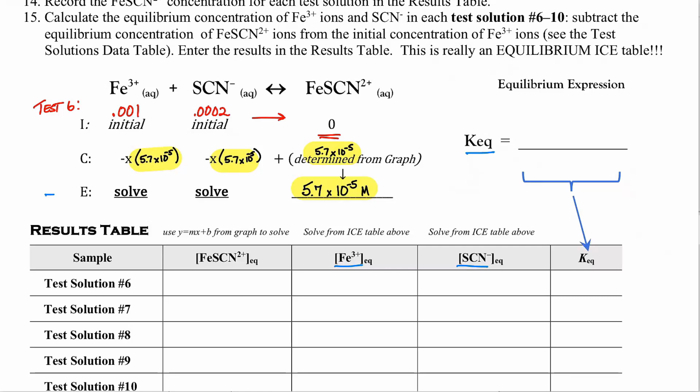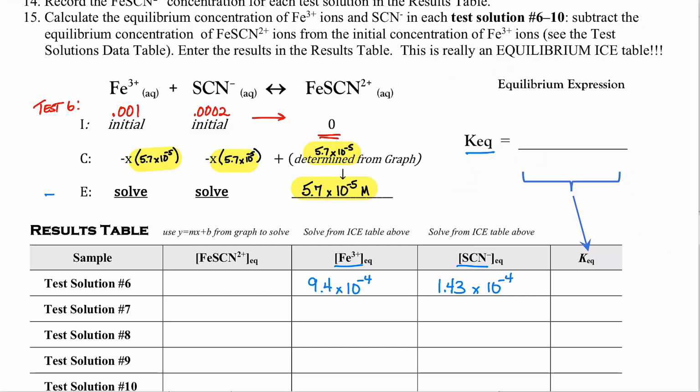So in your handy-dandy calculators, 0.001 minus, in this case, 5.7 times 10 to the negative 5. And what I get is a value of 9.4 times 10 to the negative 4. That is my equilibrium concentration. And I do the same for the thiocyanate ion, which is now 0.0002 minus the 5.7 times 10 to the negative 5. And that's going to be 1.43 times 10 to the negative 4.